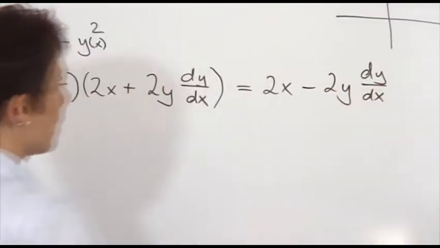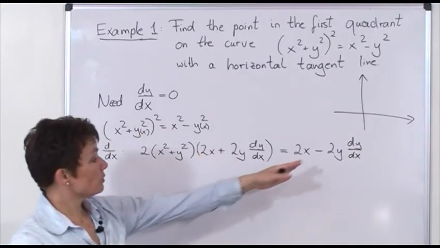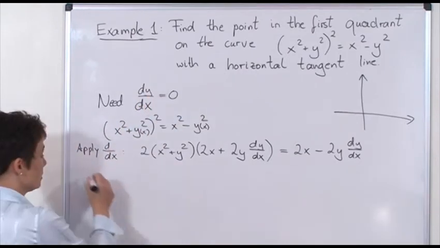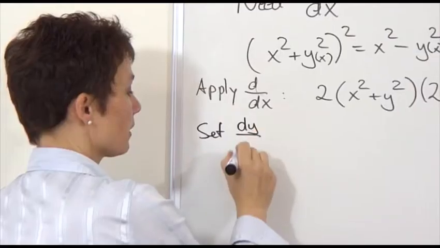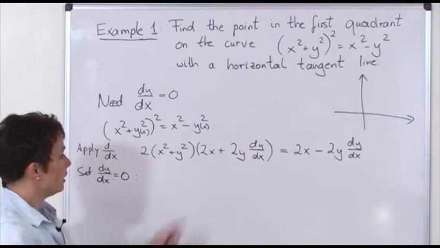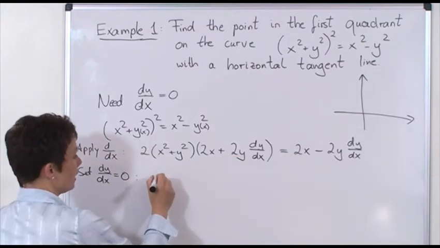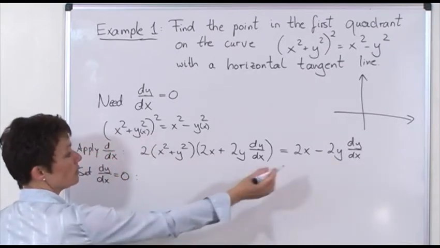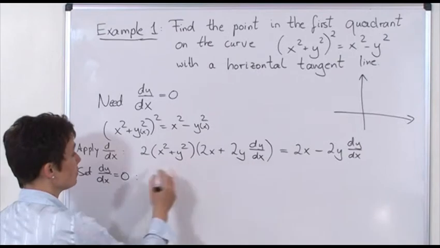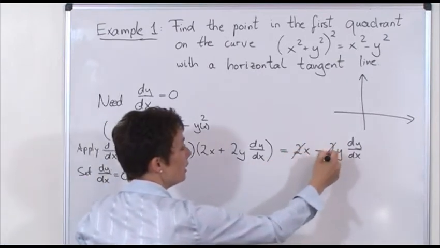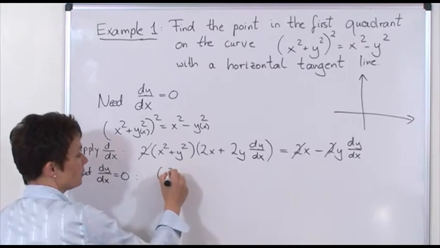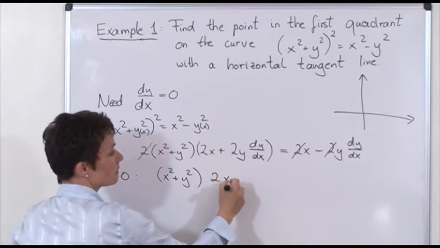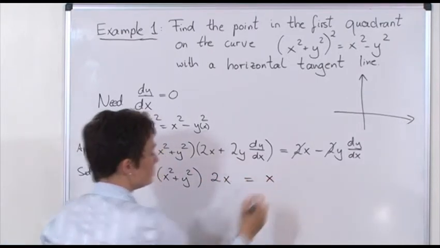Now, instead of solving this equation for dy by dx, I will right away set dy by dx equal to 0, because that's what we need. And we'll have these terms going away here, and we are left with, I can at the same time divide the equation by 2 on both sides. That makes this 2 go away, and these 2's go away, so we are left with x squared plus y squared. Since dy by dx is 0, we are left with a 2x here, and on the right-hand side we are just left with x.